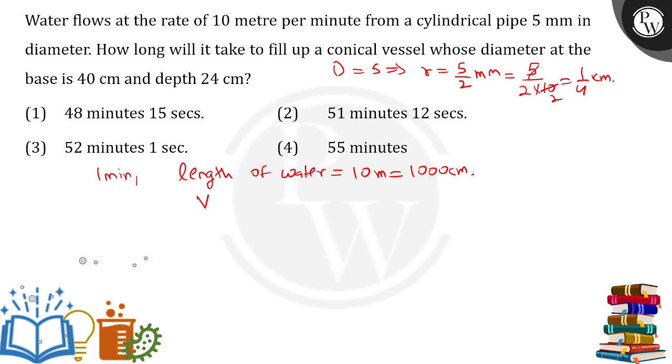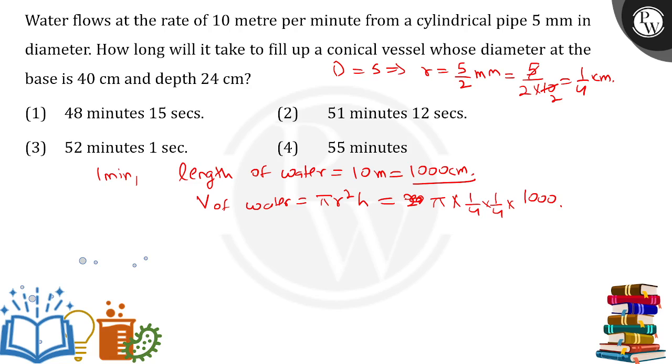Volume of water is what we need to calculate. For the volume of water, we have a cylinder, right? So pi r square h, and h we are taking as 1000. Why, sir? Because for a minute we are doing the calculation. So over here, at the moment leave it in terms of pi. Pi into r, which is 1 upon 4, into 1 upon 4, into simply this 1000 value.